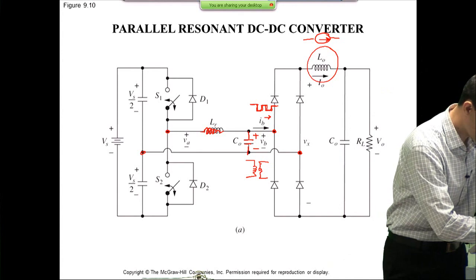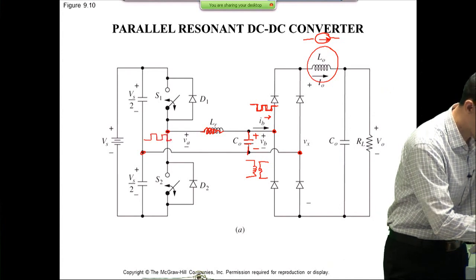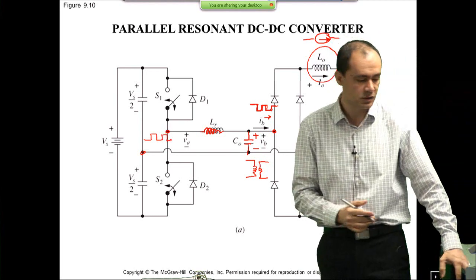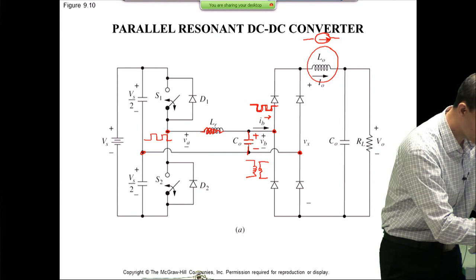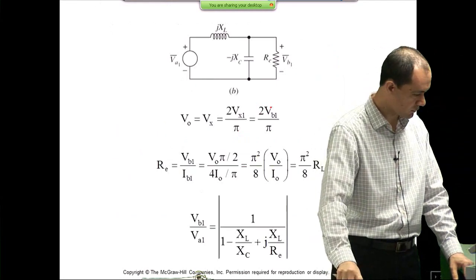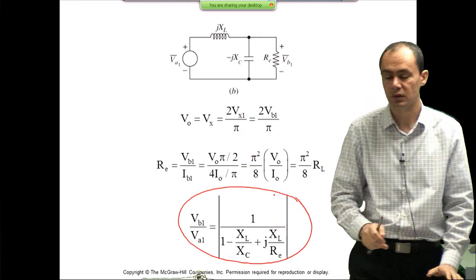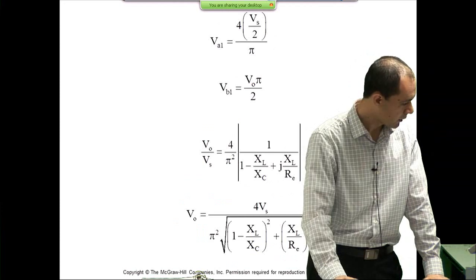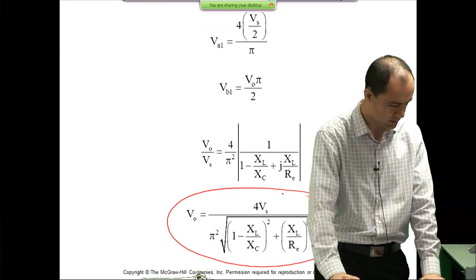For instance, you have a square shape voltage over here. You can only focus on the fundamental harmonic of this square shape. And also you have a square shape current over here that you can focus on the fundamental harmonic of, and then write a bunch of equations and in the end find a voltage transfer ratio like this or like this. I mean, this is basically just the same math.